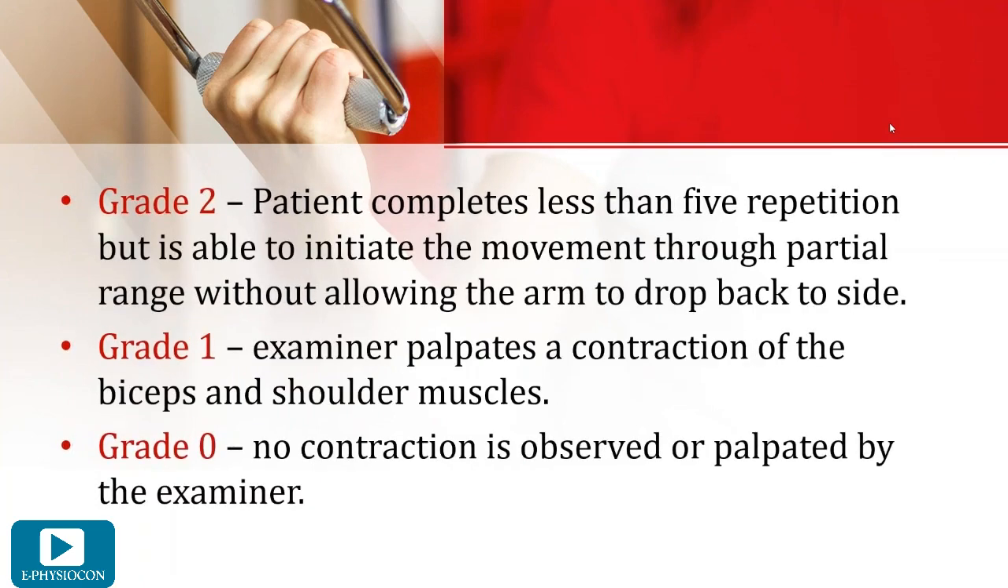In grade 2, the patient completes fewer than 5 repetitions, but is able to initiate movement through a partial range of motion without allowing the arm to drop backward. Grade 1, the examiner palpates contraction of the biceps and shoulder muscles. In grade 0, no contraction is observed or palpated. Grade 1 and grade 0 are the same as in traditional MMT. Only grades 2 to 5 are going to change.